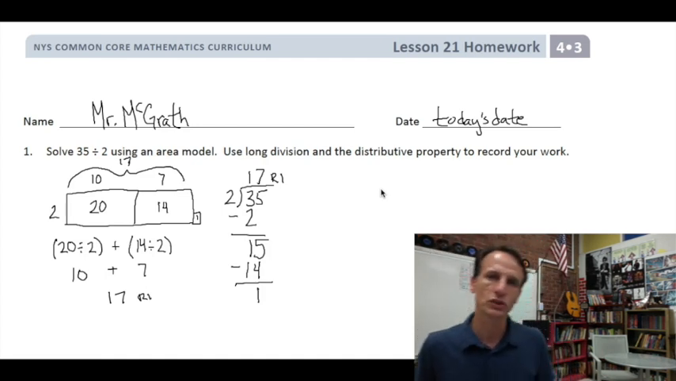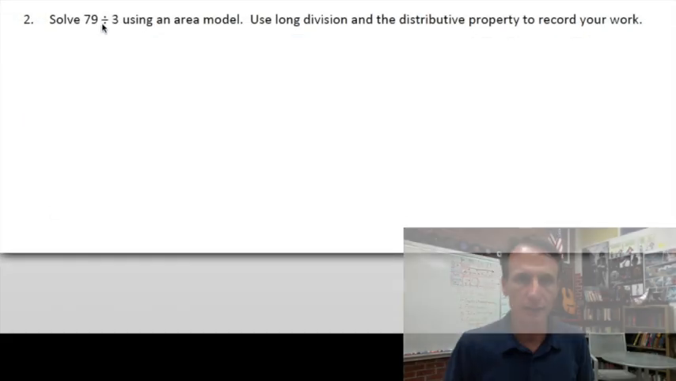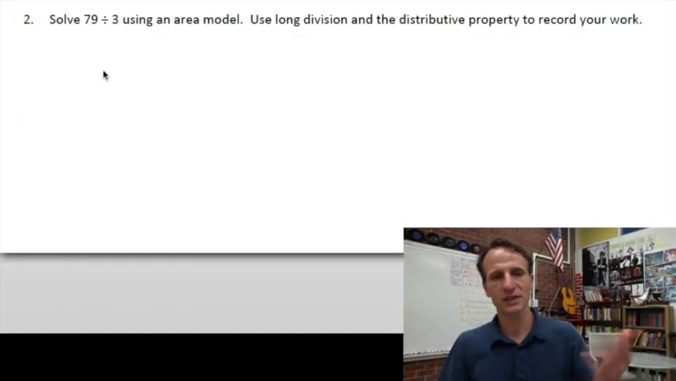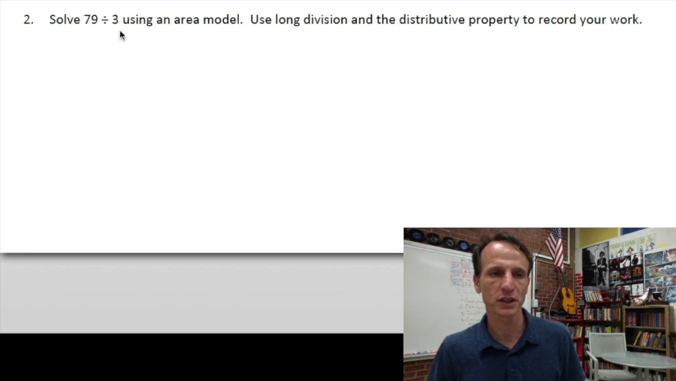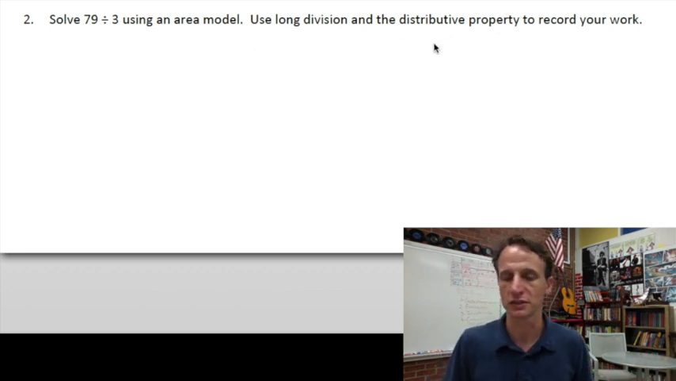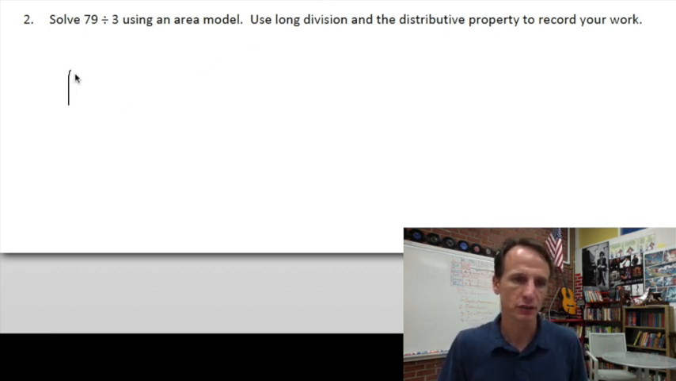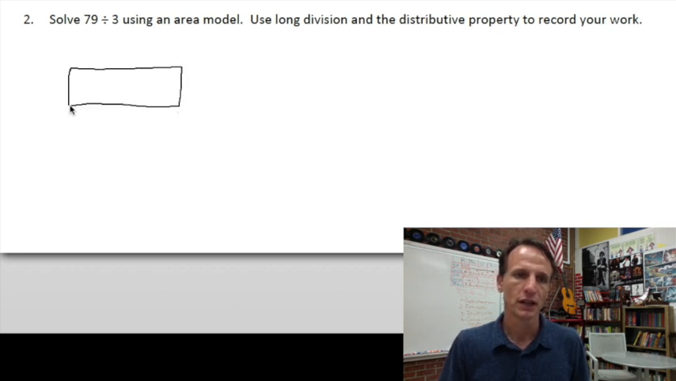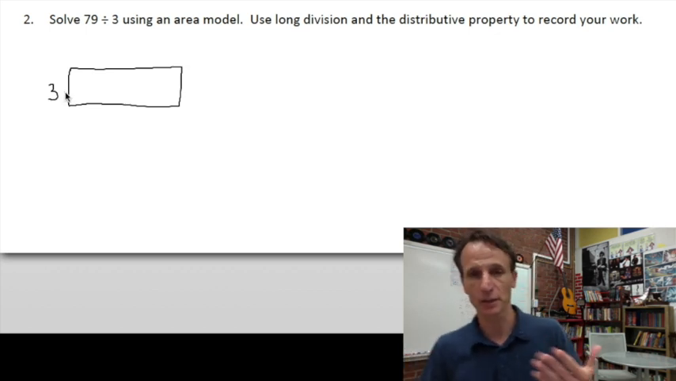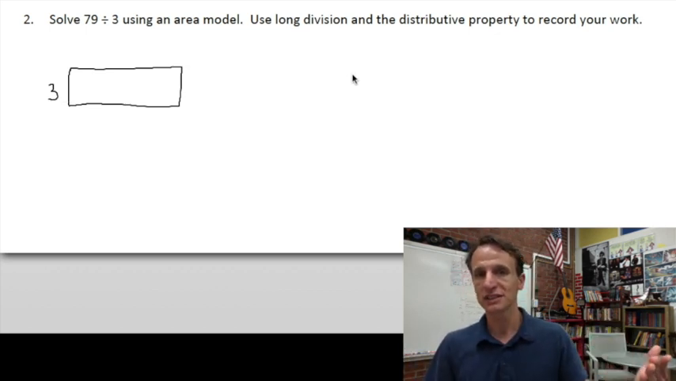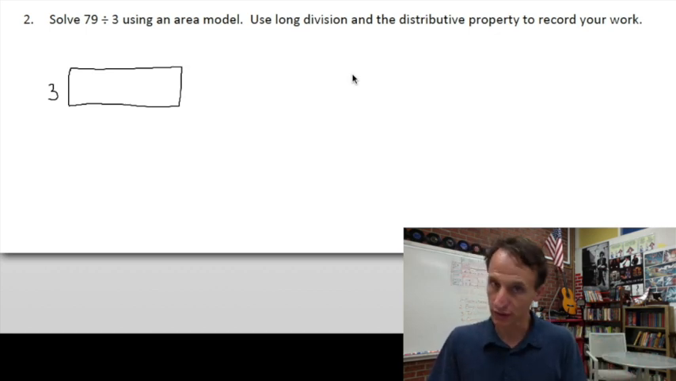Let's roll on over to number 2. And in number 2, we're doing pretty much the same thing. 79 divided by 3 we'll solve using an area model, and then again use long division and distributive property to record our work. Let's do it. So we need a rectangle for our area model. And now there's another little difference here in that when we talk about how many, as I put it, tens of 3s in 79, we're going to skip count by 30s, right?